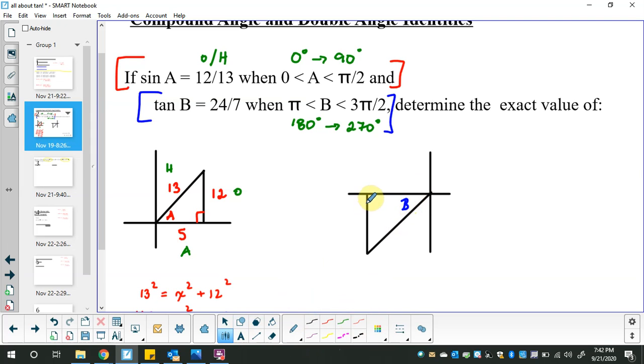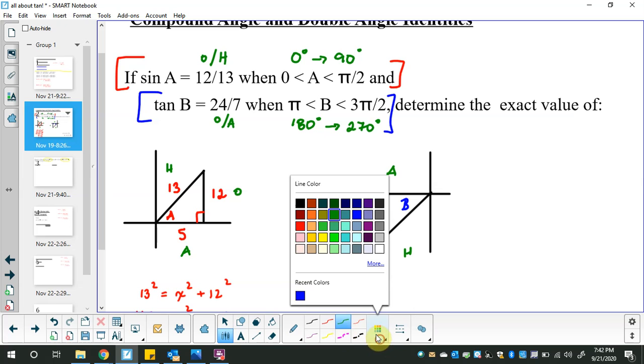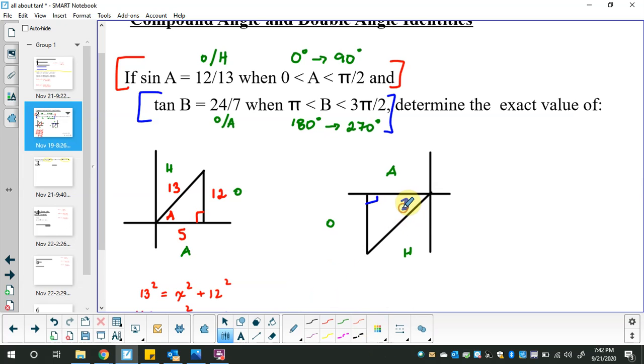Blue is B, and we have a right angle triangle. Back to the green pen in case you need opposite, hypotenuse, adjacent. I've given you tan B is equal to 24 over 7, and tan is opposite over adjacent. So with my blue pen, for the opposite, I can say this is 24, and for the adjacent, I can say this is 7.